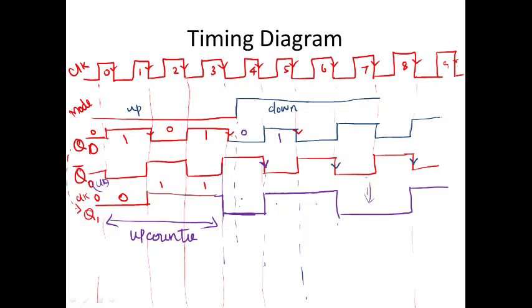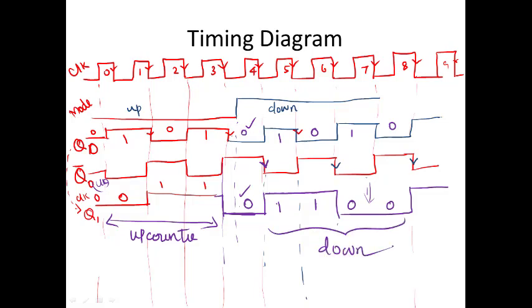So look here, this is 0 0, 1 1, 1 0, 0 1, 0 0. So this is going to be after my mode bit is 1, and this is going to be my down count.